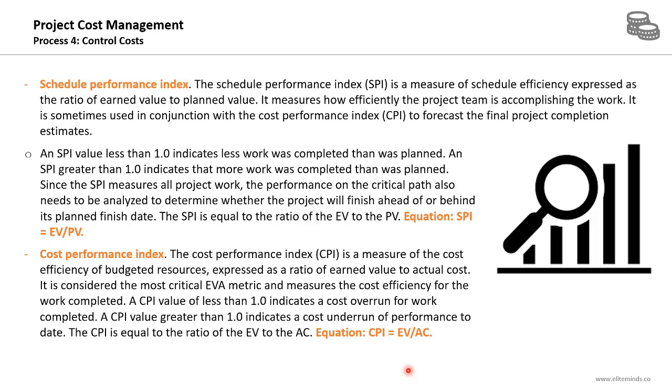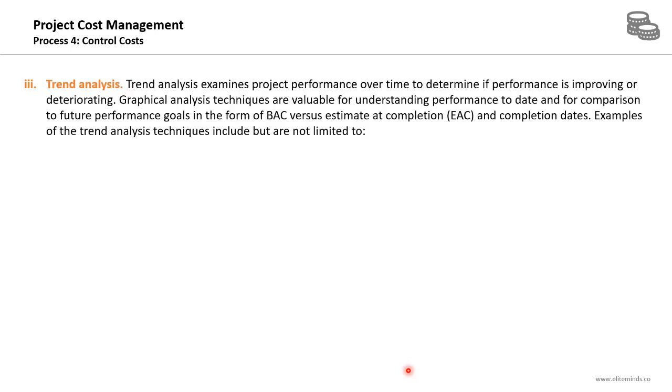If the CPI value is less than 1, it means there is a cost overrun for work completed. If it is more than 1, it means we are within the project budget. And the CPI formula is earned value divided by the actual cost. These 4 formulas for the schedule variance, cost variance, schedule performance index, and cost performance index should be memorized for the exam.